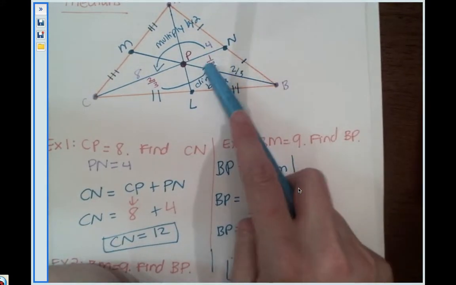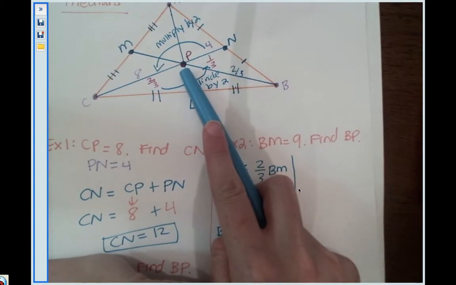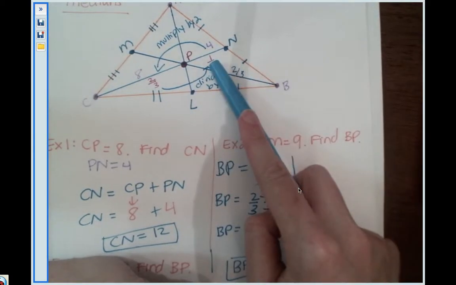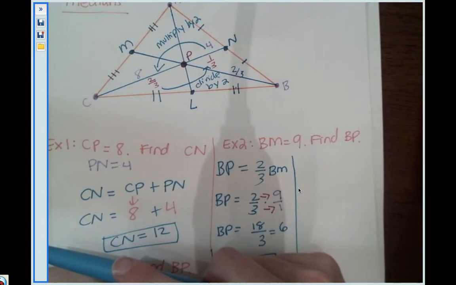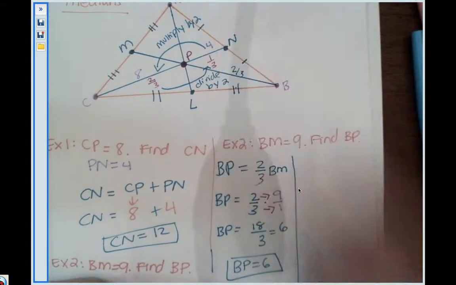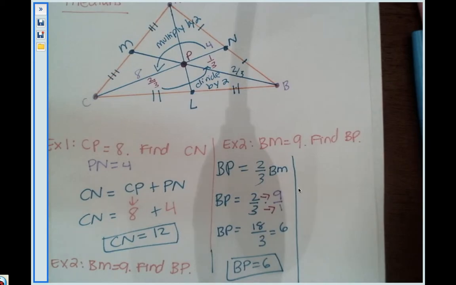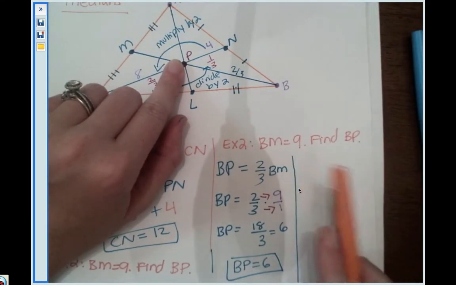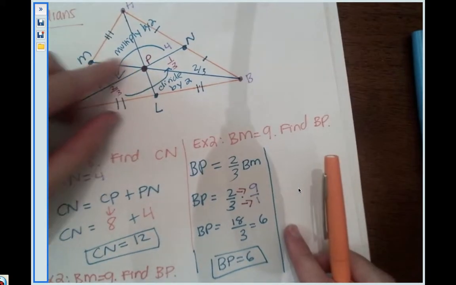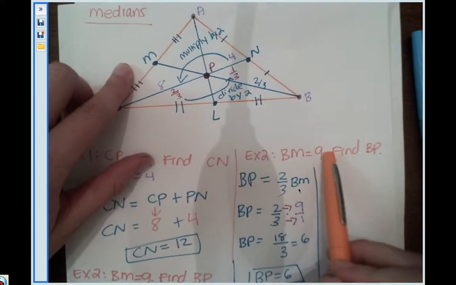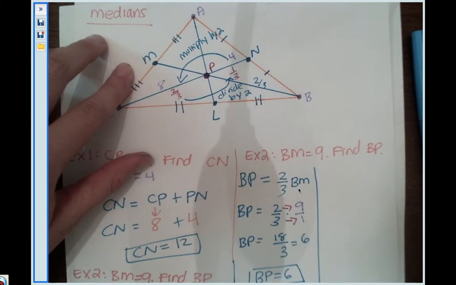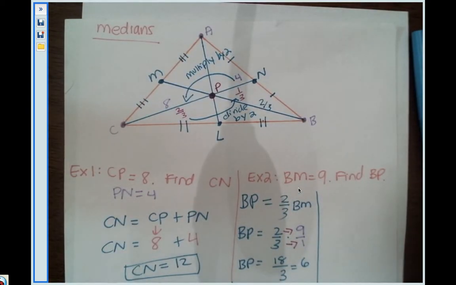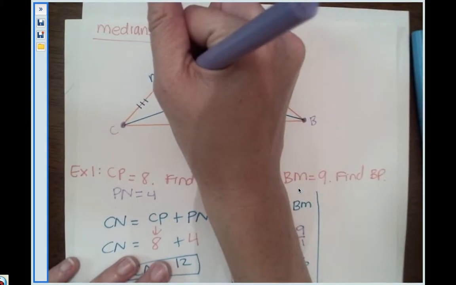Now, we know from earlier the distance from the centroid to the side of the triangle is 1/3 the length of the entire median, and multiplying something by 1/3 is the same as dividing by 3. So I'm going to divide 9 by 3, and that will tell me the distance from the centroid to the side of the triangle. So what is 9 divided by 3? It is 3. Insane, you guys, insane.